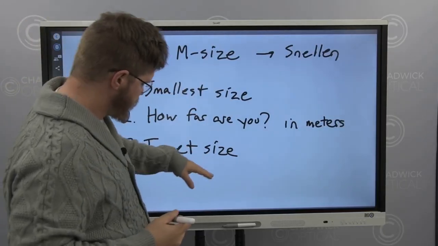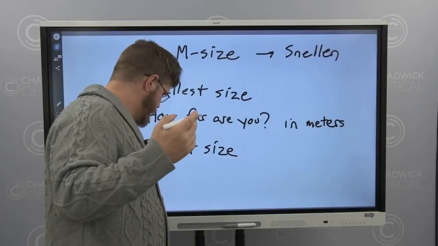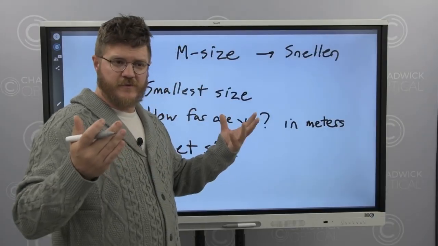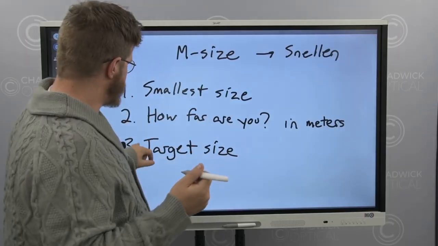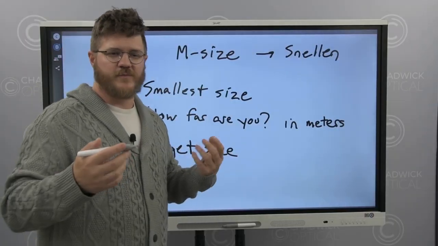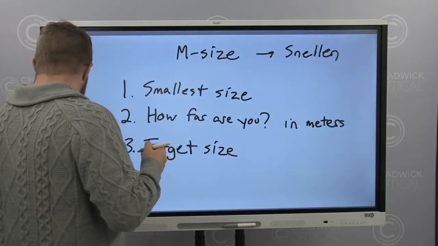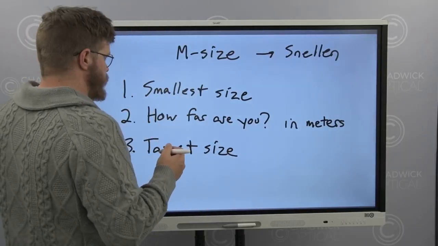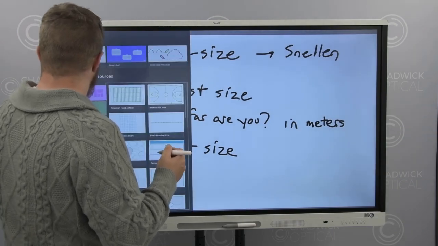The target size is what you want to read. Do you want to read a Bible? Do you want to read a large print newspaper? Do you want to read playing cards? Then we can figure out what size the target is. Newsprint is typically 1M. Using those three things, now we can do a little bit of math. And I will do a little bit of math right here.